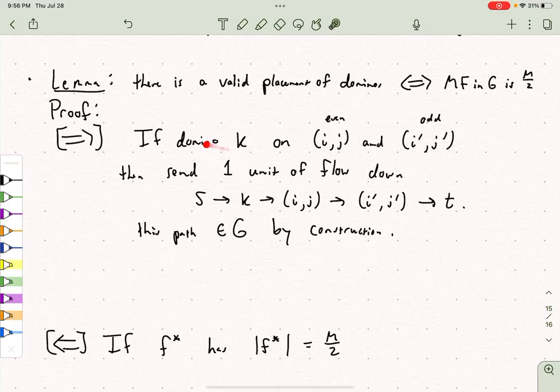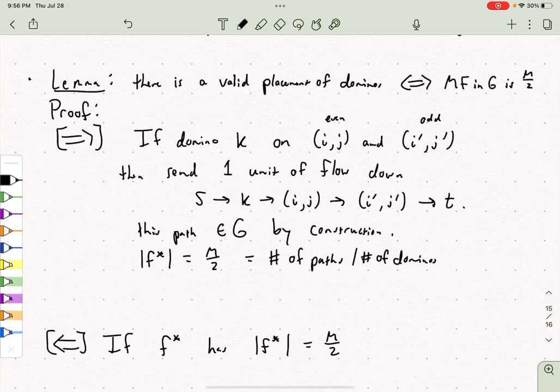And because it's a valid placement, no dominoes are stacked on each other, and so the capacity constraints will never be violated. We'll never put multiple dominoes on the same cell, and so the flow going through ij will never be more than 1. And then obviously, the value of this flow is going to be exactly m over 2, because that's the number of paths, the number of dominoes used.